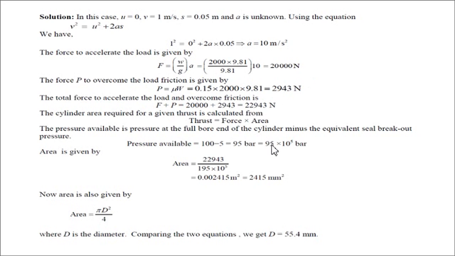The effective pressure is 95 bar, since there are 5 bar losses. So we know the pressure. If you multiply this pressure by area, you will get the required force. The force value is known to us, and the pressure is known to us, so we can get the area. We get the area as 2415 millimeter square, and to achieve this area the cylinder dimension is given by pi by 4 d square. So you will get 55.4 mm as the final dimension.